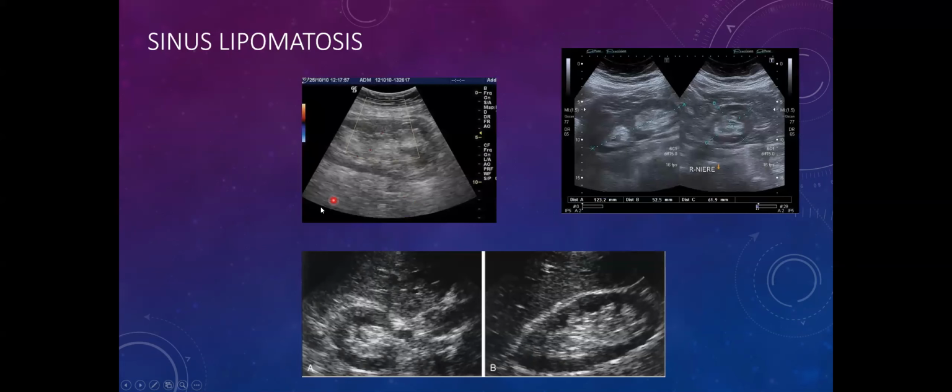Oh, how did I not mention? Oh, okay, sinus lipomatosis. I wish I could write with this. Obesity. Atrophy of the parenchyma.